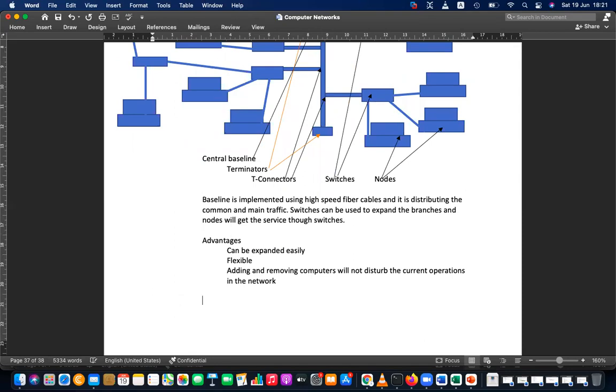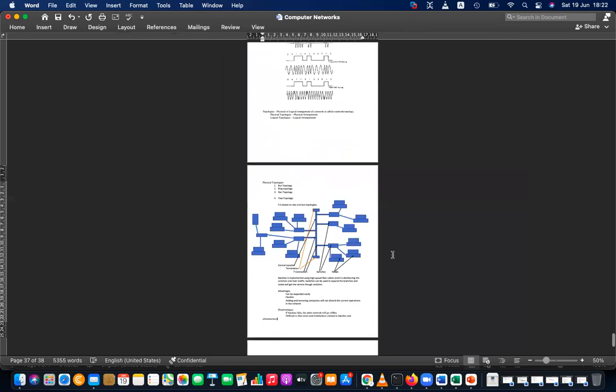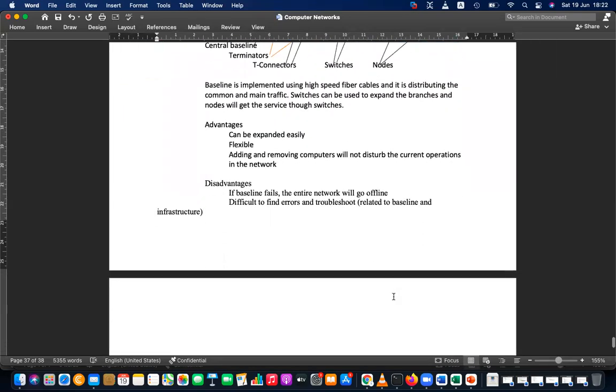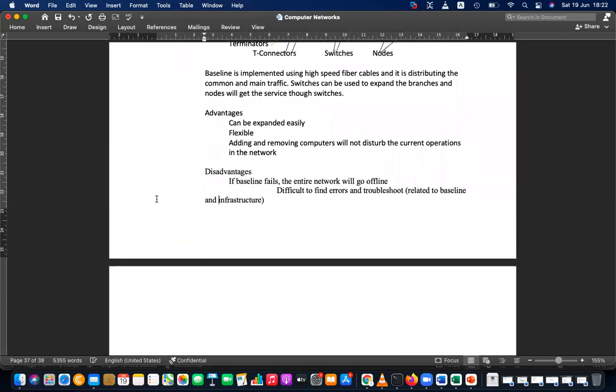And disadvantages. If the baseline fails, the entire network will go offline. And it is difficult to troubleshoot, especially for the baseline and infrastructure. It is difficult, but not for the computers, right? For individual computers, it is easy.